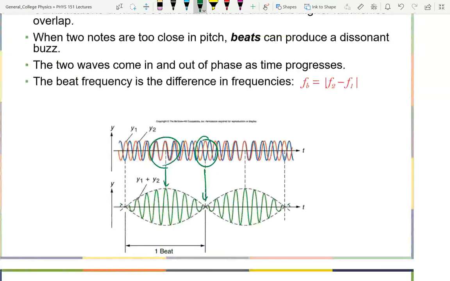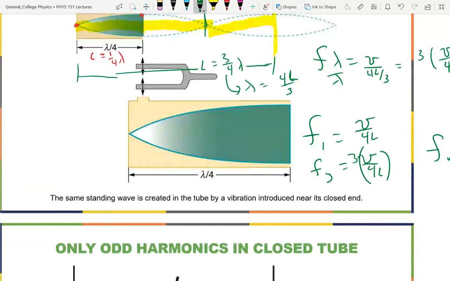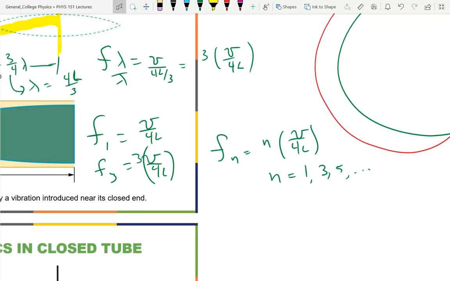But for the closed tube, we have the frequency is n V over 4L, where n has to be an odd number. So we call it an odd function. A closed tube doesn't play octaves. You can't double the frequency with odd multiples. So that's kind of a problem.